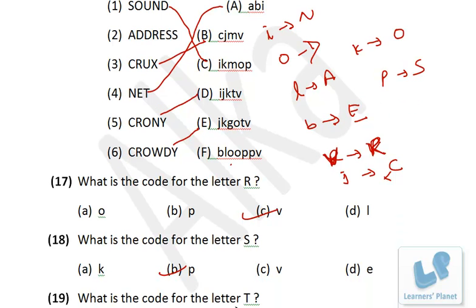Now we want for T, NET, ABI. Out of that we have to find for T. N we already know that is I. E we already know that is B. That means T must be A, right? T must be A.